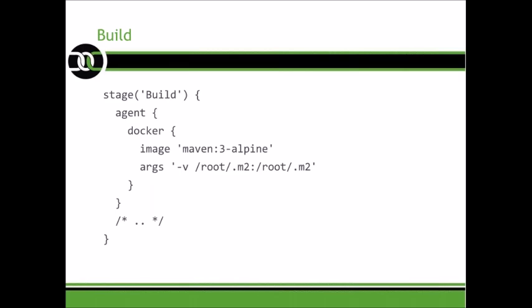And now I'll add a couple other things that will improve the speed of rebuild. So I'm going to add these args. This will map the M2 directory for Maven, which is where it caches the dependencies. That way, when I run build a second time, I won't have to re-download all those dependencies, which take quite a while.